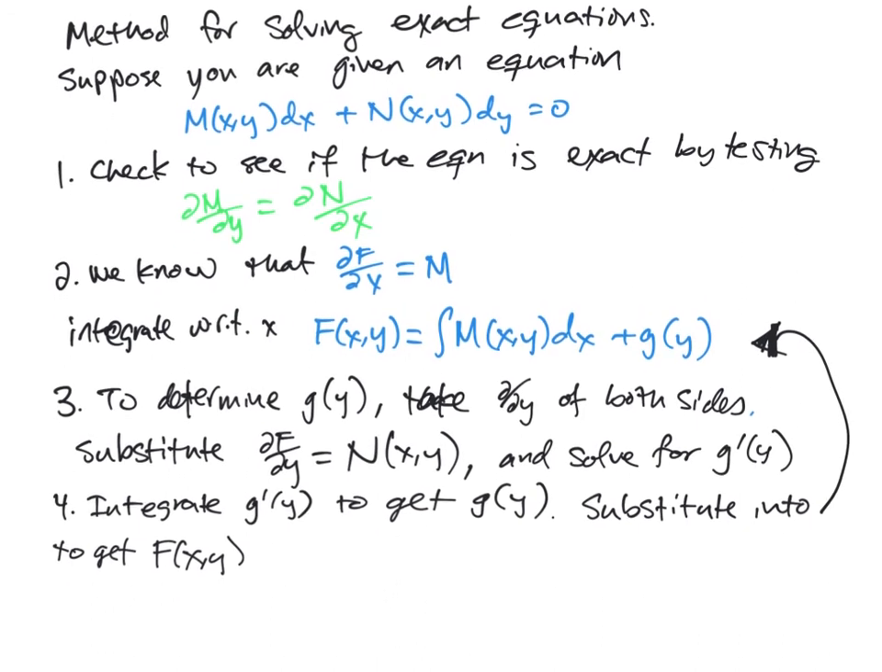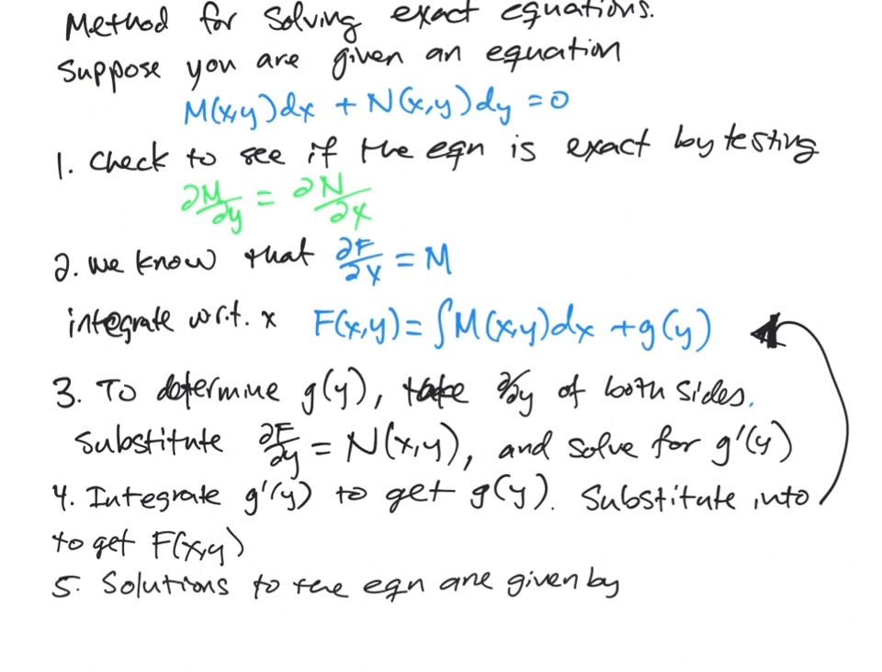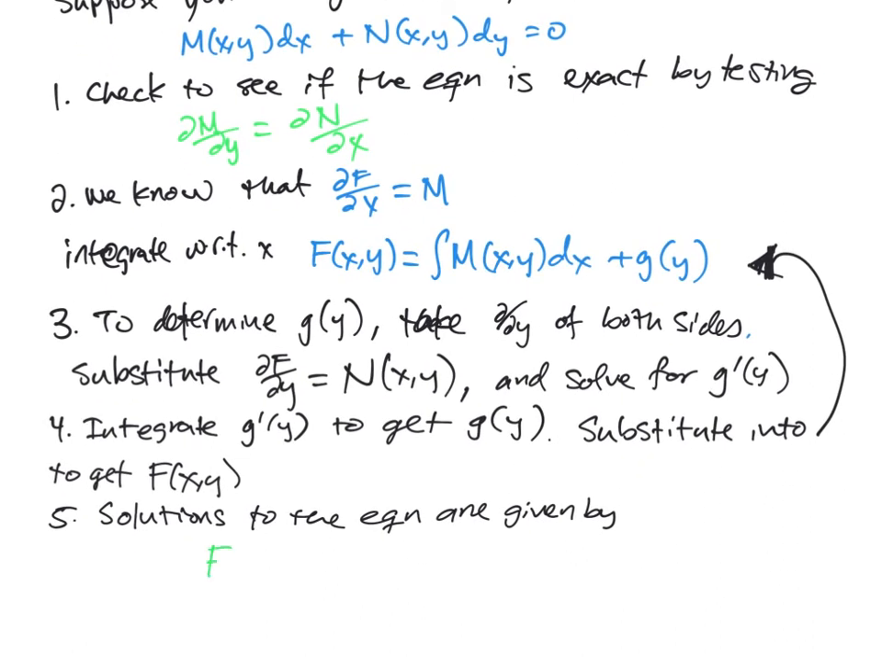And step 5, now you've got an f. And since you have an exact equation, you've found the f, the solutions of your exact equation are given by the level sets of your f. So solutions to the equation are given by, scoot up a little bit, f of x,y equals c. So once you have your f, just write f of x,y equals c, and you're done. Put a box around it.